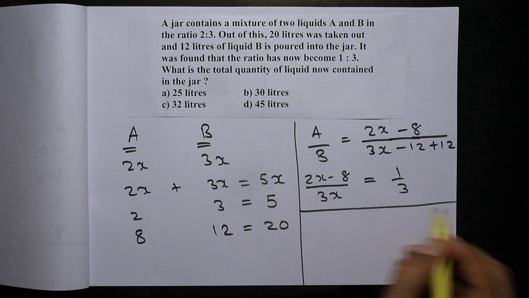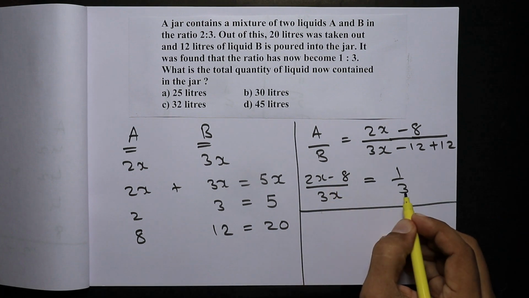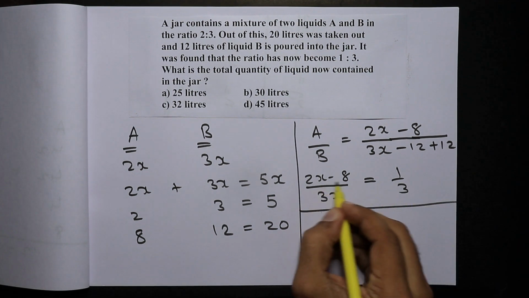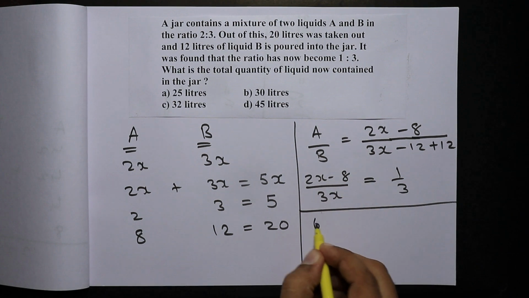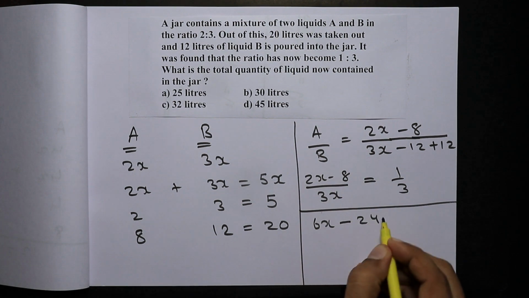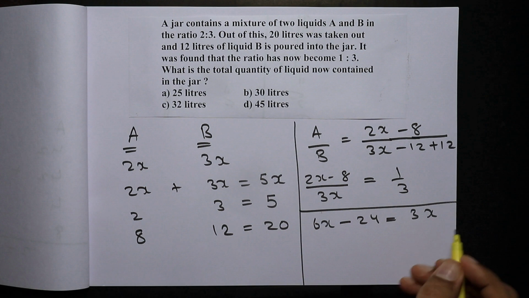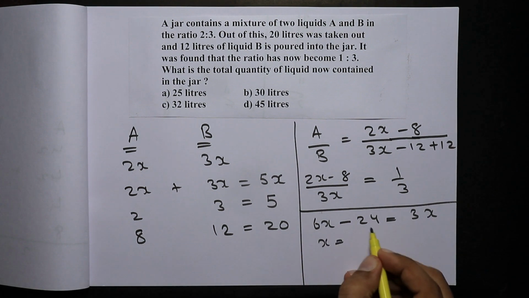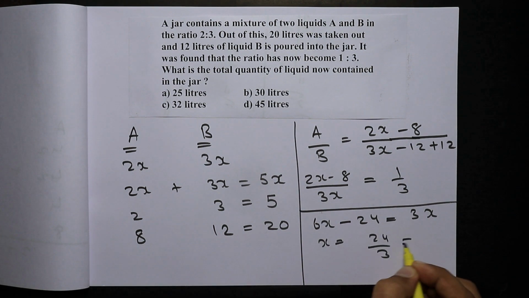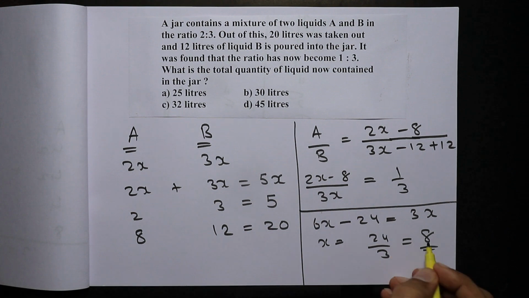So let us just solve this ratio and calculate the value of x. Multiplying 2x minus 8 with 3, you will get 6x minus 24, that is equal to 3x. So x you will get as 24 by 3, that is 8. So the value of x is 8.